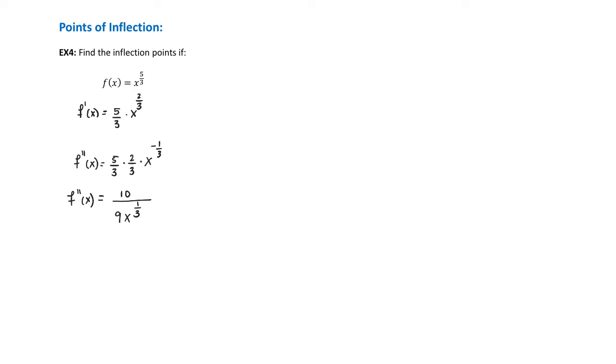Now, in order to find possible places where we may have points of inflection, we have to remember that points of inflection may happen where the second derivative is equal to 0 and possibly where the second derivative does not exist. So these are the two cases that I have to consider. Where will the second derivative equal 0? And also, where will the second derivative not exist? So DNE for does not exist.